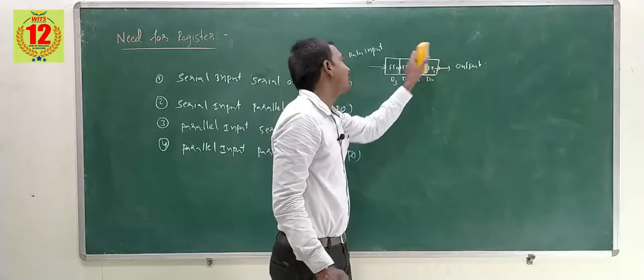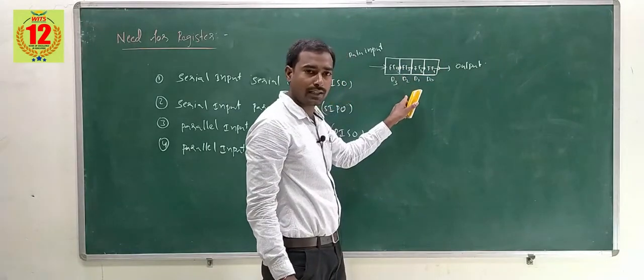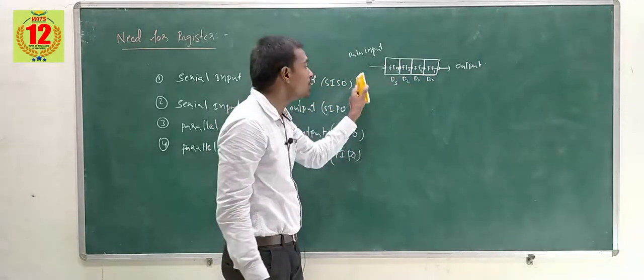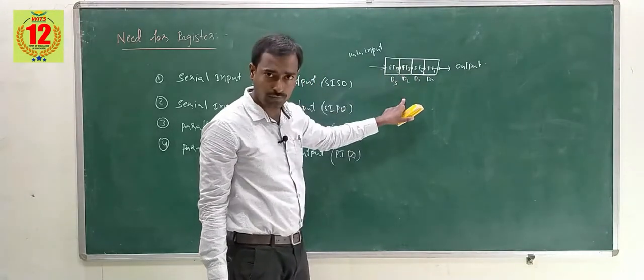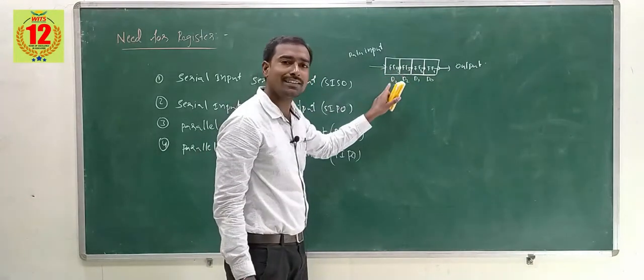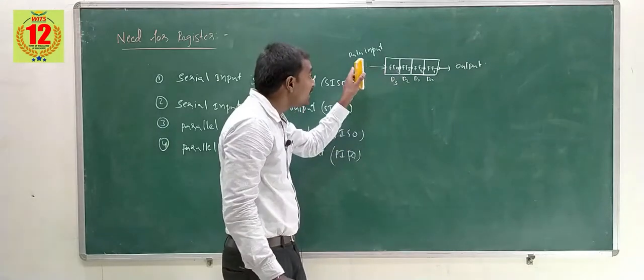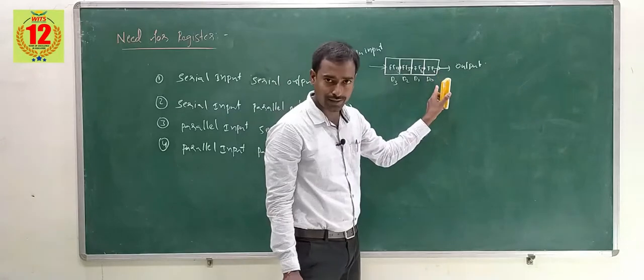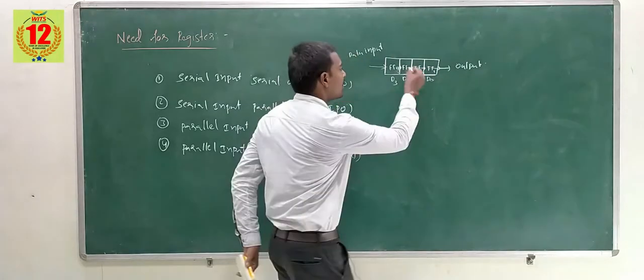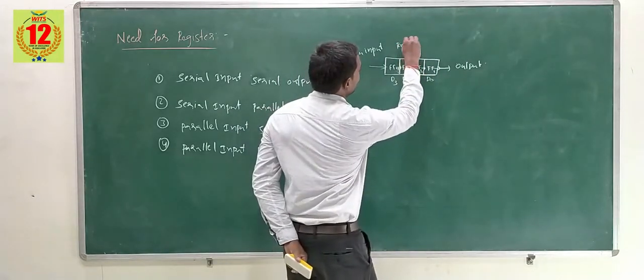To store the 4-bit data temporarily or to shift the data, we are using 4 flip-flops. So this is the 4-bit register, and it shifts the data from the left side to the right side, so that's why this is called a right shift register.